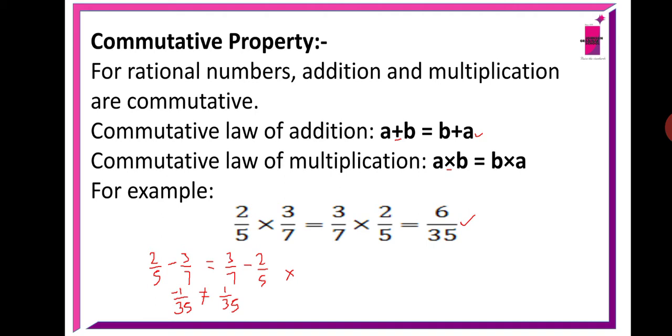Commutative property. For rational numbers, addition and multiplication are commutative. Commutative law of addition is a plus b equal to b plus a. Commutative law of multiplication, a into b equal to b into a. Example is given here: 2 by 5 into 3 by 7 equal to 3 by 7 into 2 by 5.